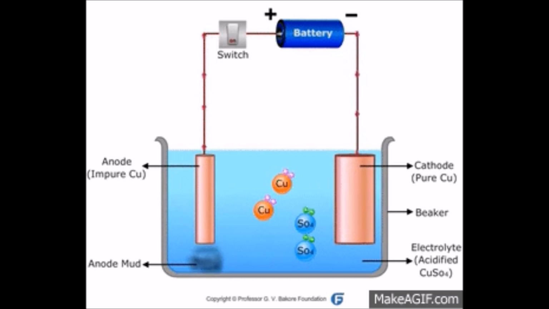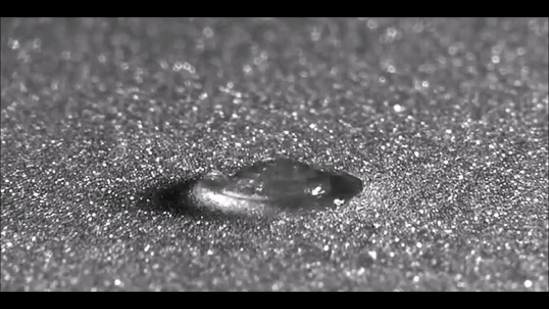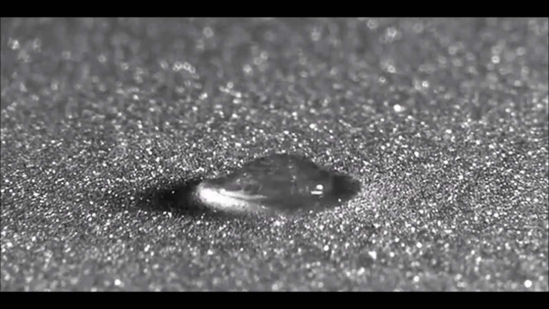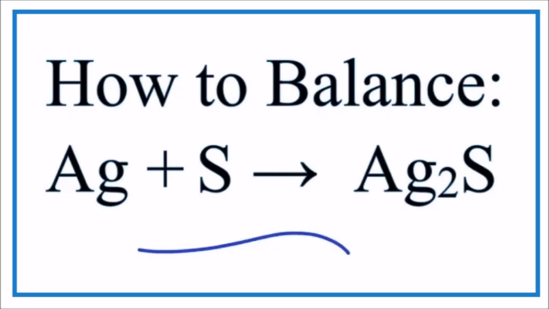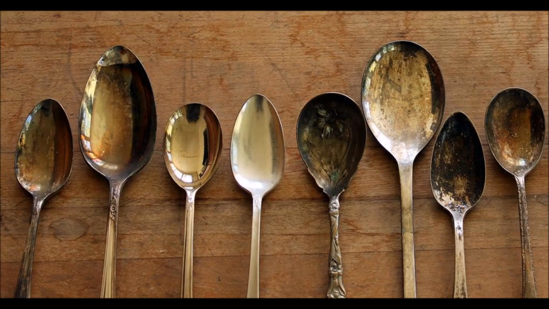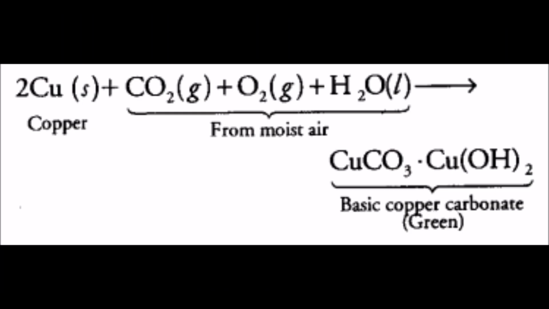Now let's learn about corrosion. Silver articles become black after some time when exposed to air. This is because it reacts with sulfur in the air to form a coating of silver sulfide. Copper reacts with moist carbon dioxide in the air and slowly loses its shining brown surface and gains a green coat. This green substance is called copper carbonate.